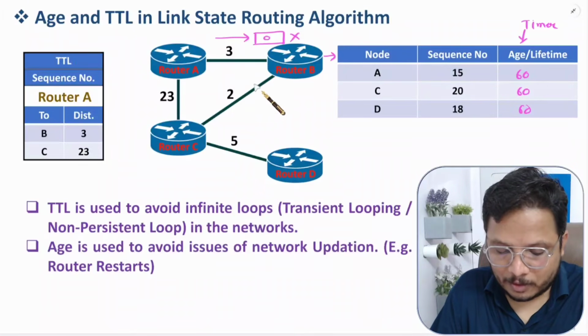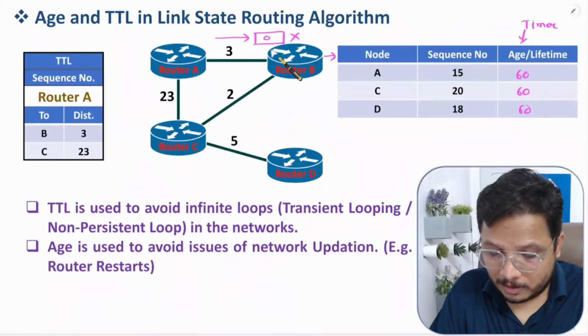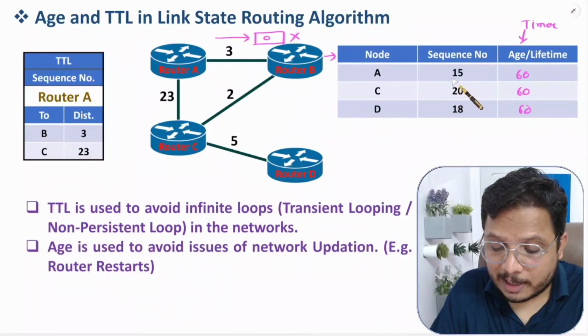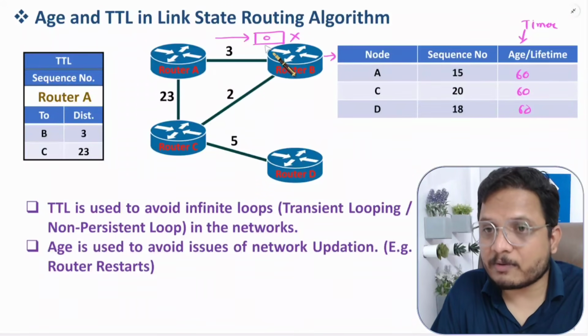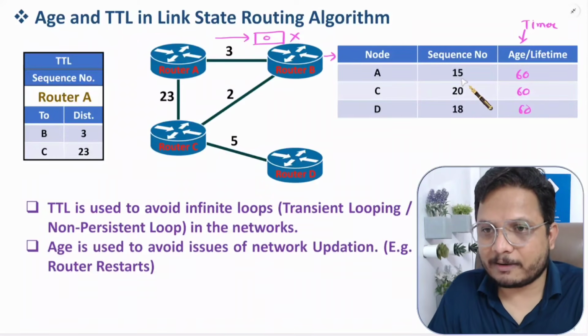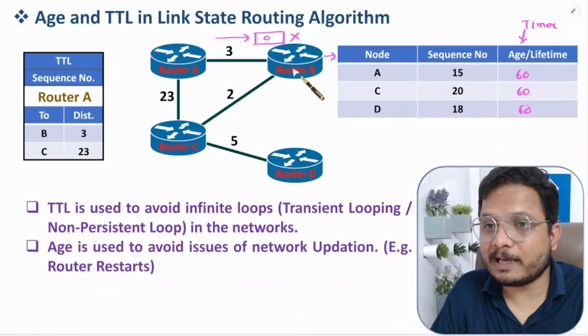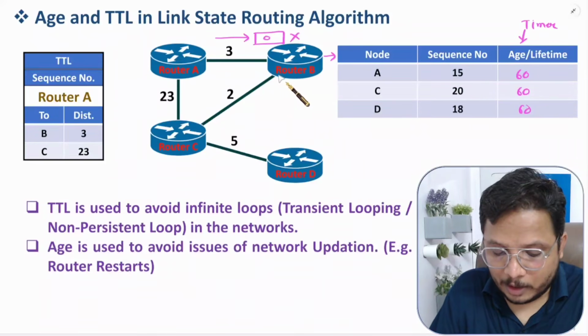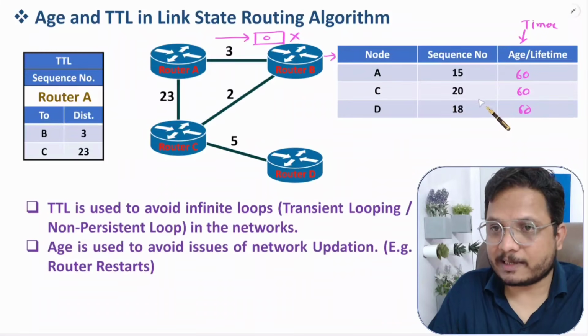Right. So even if router A is forwarding updated data right now, router B will simply ignore this. Why? The reason is router A will start from sequence number 0. It will not start from sequence number 15 onwards. Right. So as router A is restarted, updated data is not reaching over here. And to avoid those issues, there is an age or lifetime for all these entries.